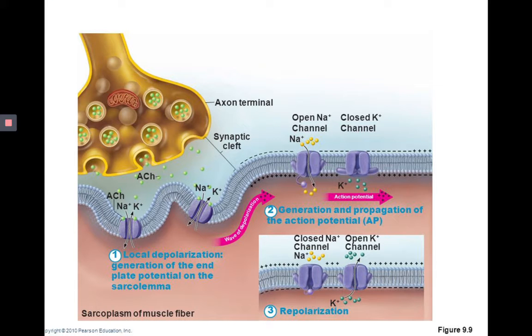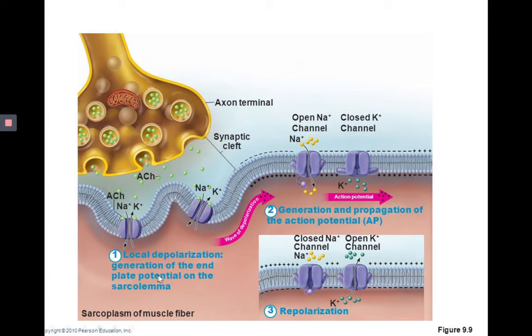So here are the steps of generating and propagating an action potential along the sarcolemma of a plasma membrane. We're starting at a location that should be familiar, which is the neuromuscular junction. Here is an axon terminal filled with vesicles of acetylcholine. Acetylcholine gets released via exocytosis and binds to acetylcholine receptors. When the acetylcholine receptors open, they allow for an influx of sodium to enter the cell, and an efflux of potassium to exit the cell.